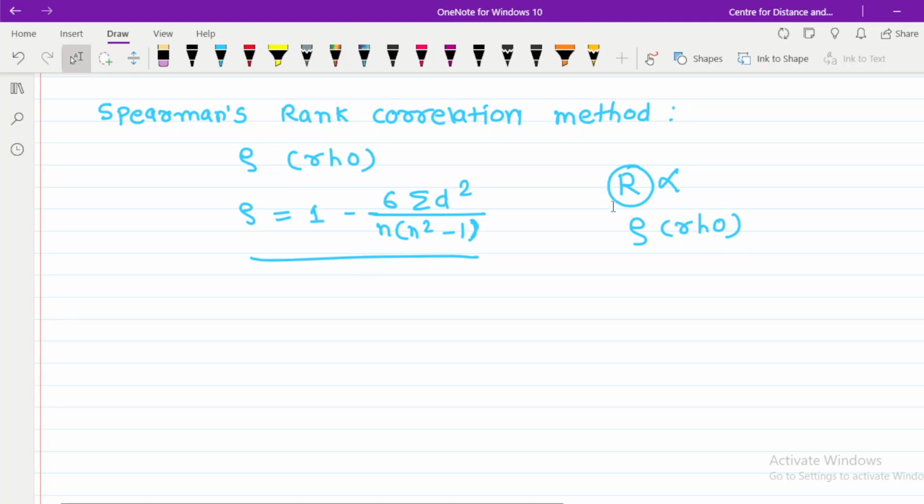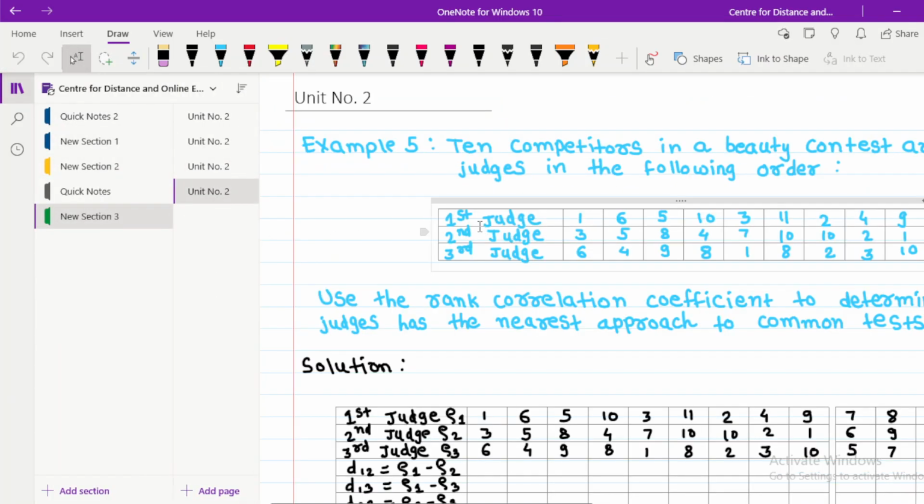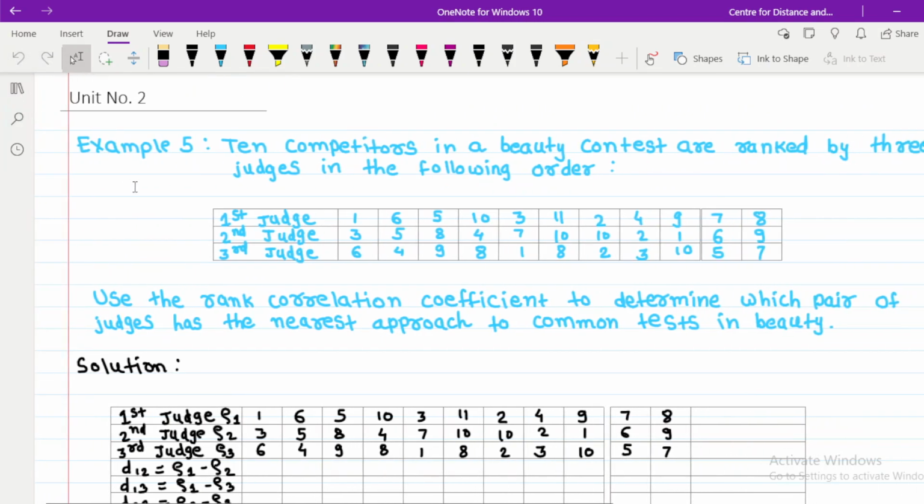Then we see the example of Spearman's rank correlation coefficient, that is example number 5. 10 competitors in a beauty contest are ranked by 3 judges in the following order. This one is first judge, second judge, third judge. Okay, and the question is, use the rank correlation coefficient to determine which pair of judges has the nearest approach to common taste in beauty.